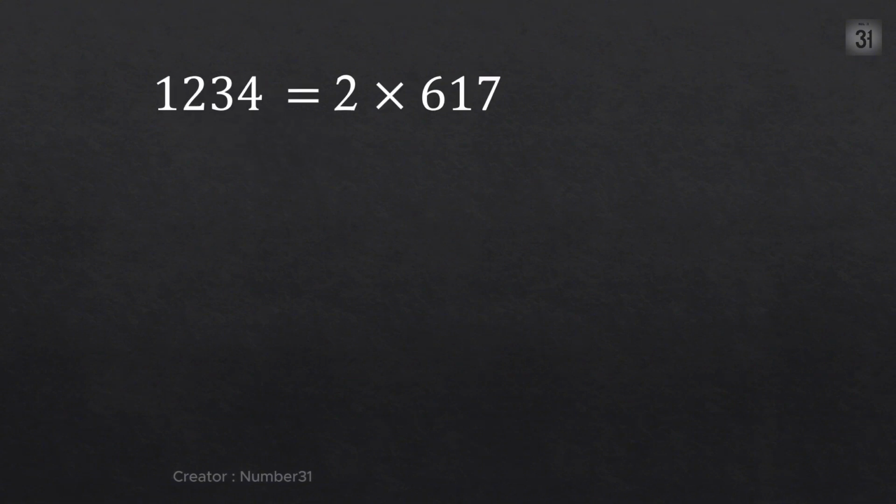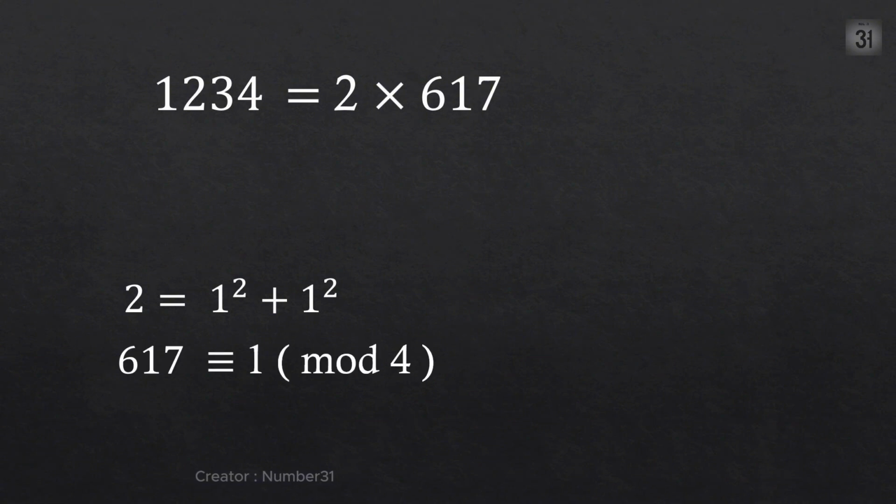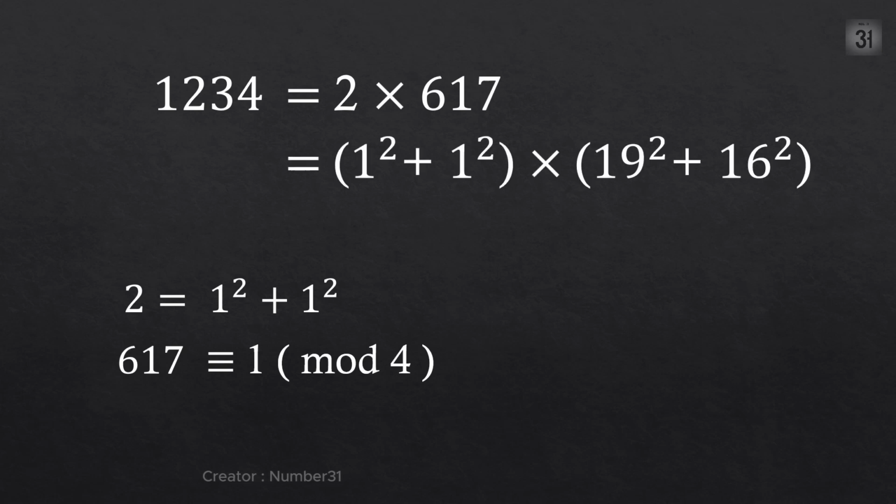Given a simple example, 1234, we want to express it as the sum of two squares. First, we'll decompose it into prime factors. 2 itself can be represented as the sum of two squares. Notice that 617 is an odd prime number, and it also gives a remainder of 1 when divided by 4. So it can be represented as the sum of two squares. Now we're stuck, we've encountered a rather complex factorization. How do we simplify this?